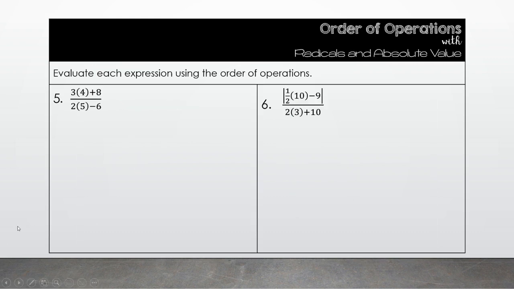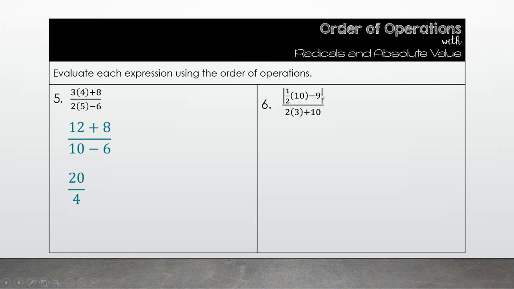The fraction bar also works as a grouping symbol, so we want to evaluate everything in the numerator first and everything in the denominator. So 3 times 4 becomes 12, 12 plus 8. And then in the denominator, 2 times 5 gives us 10. Then adding in the numerator, we get 20. Subtracting in the denominator, we get 4.